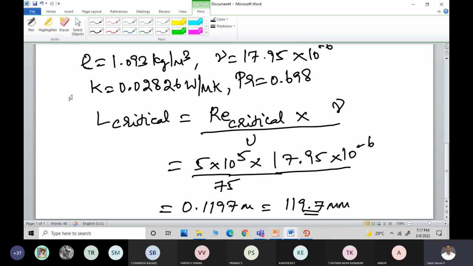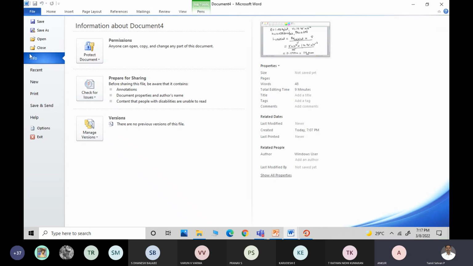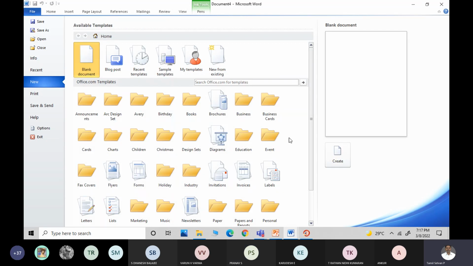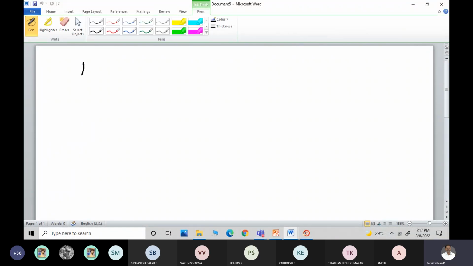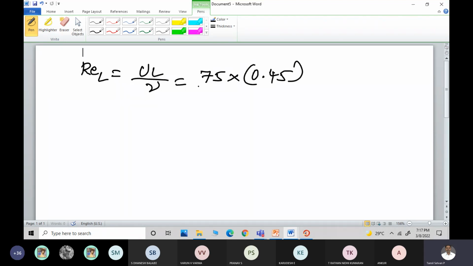Is it correct, students? Am I correct? Yes, sir. Okay, let me take the next. See, now you can first find out Reynolds number up to total length L, Re L, which is equal to U L divided by nu. 75 into the total length. Total length is 450 mm, right? Am I correct? Yes, sir.